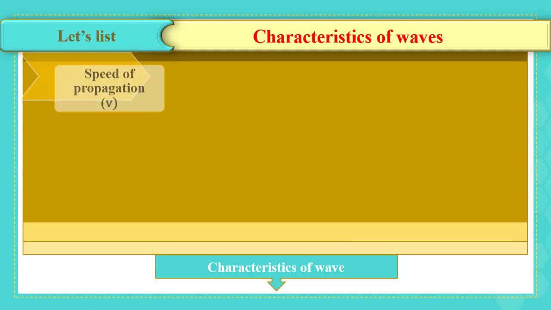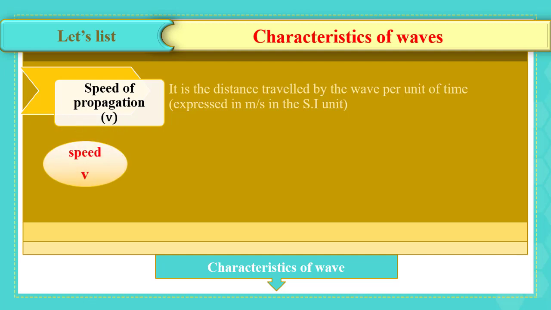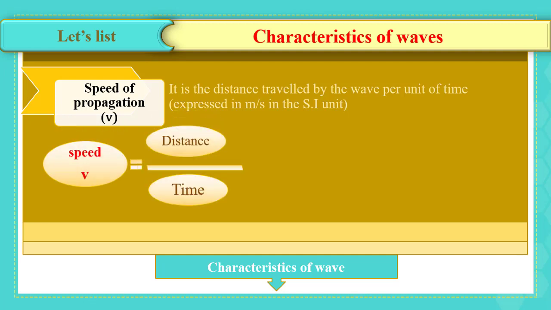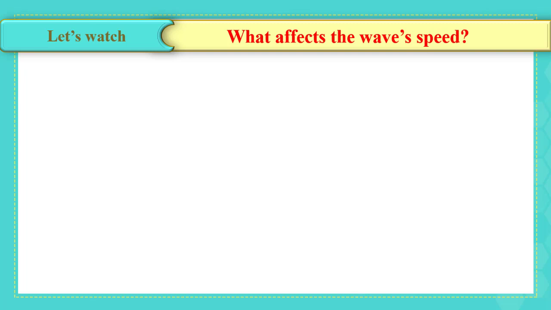Waves are also characterized by their speed of propagation v, which is the distance traveled by the wave per unit of time, and it is expressed in meters per second in the SI unit. Then we can write speed v is equal to the distance divided by time, which is d divided by delta t. For one cycle, we can replace the distance by the wavelength lambda, and we can replace the duration of time by a period. But 1 over T is equal to the frequency of the wave, then this relation could be written as lambda times f. Now, to know what affects the wave's speed, let's watch together.